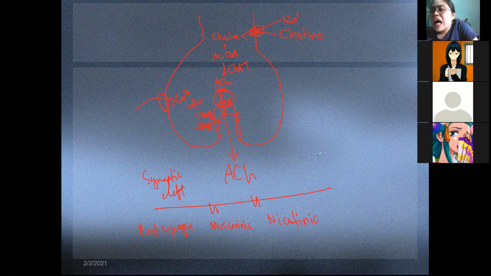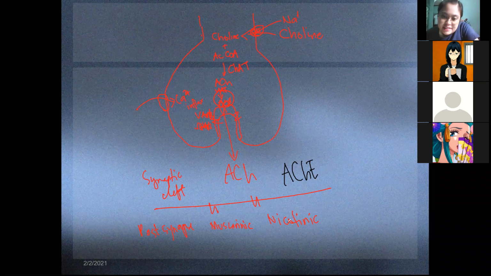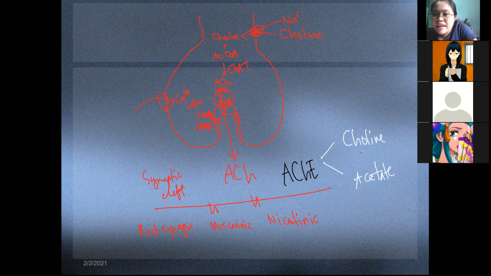And then some other acetylcholine that is released can be degraded by an enzyme. The enzyme that will degrade acetylcholine is the acetylcholinesterase or the AChE. Again, we call this acetylcholinesterase. Once it degrades acetylcholine, the products will be choline and acetate. So we can recycle choline going back here to produce acetylcholine again.